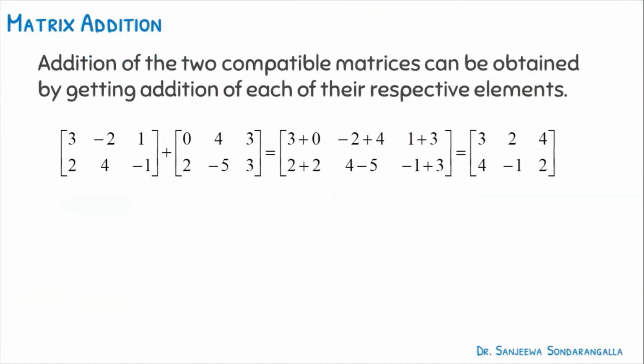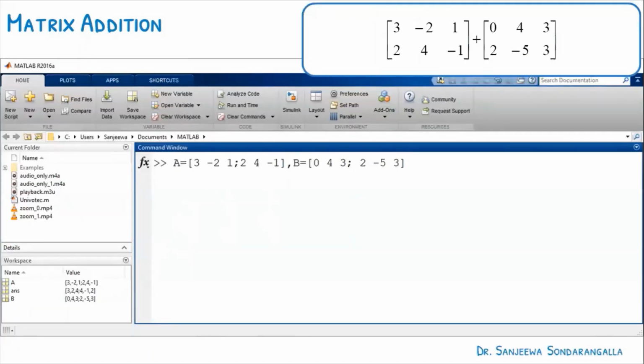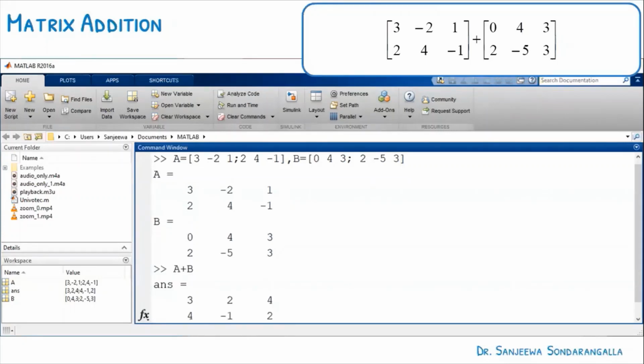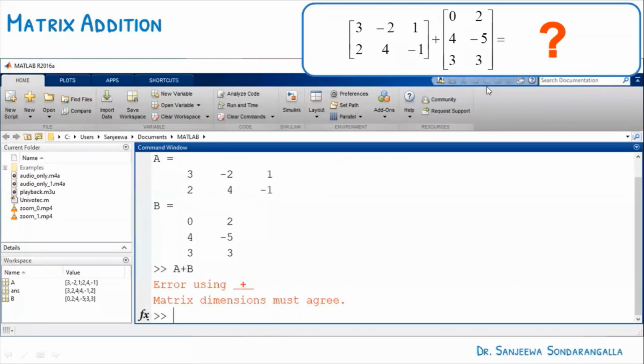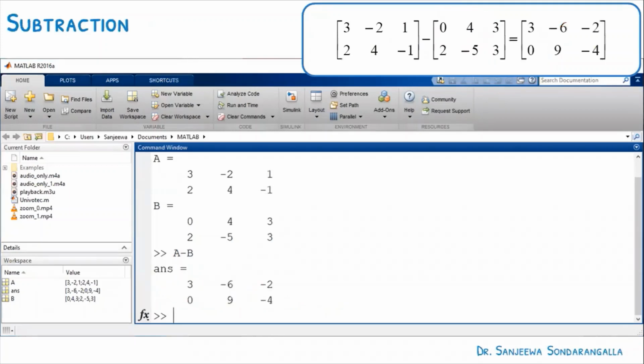Matrix addition. Addition of two compatible matrices can be obtained by adding each of their respective elements. Here consider matrices A and B with the same dimension. These two matrices are defined in MATLAB. Now type A plus B, then enter. The sum of two matrices with different dimensions is undefined. The same procedure can be used for subtraction.